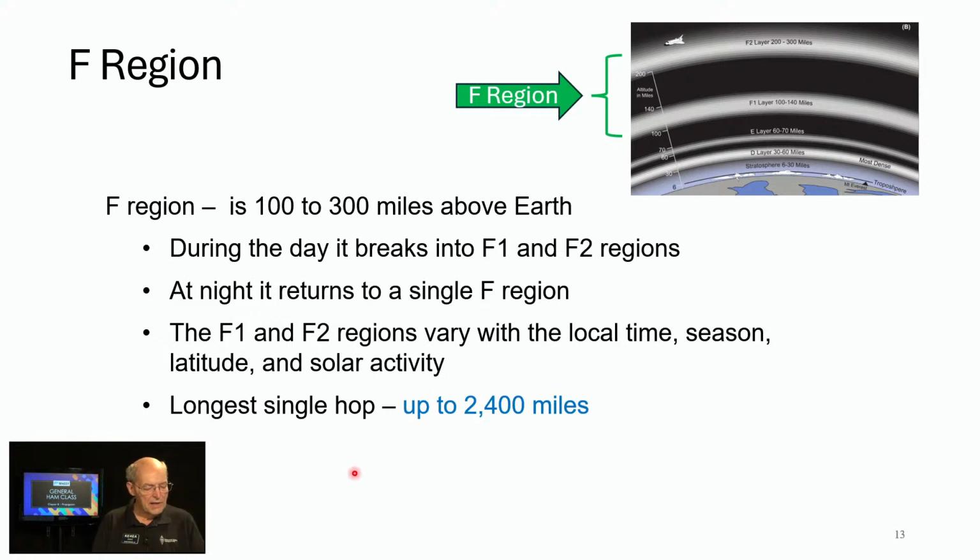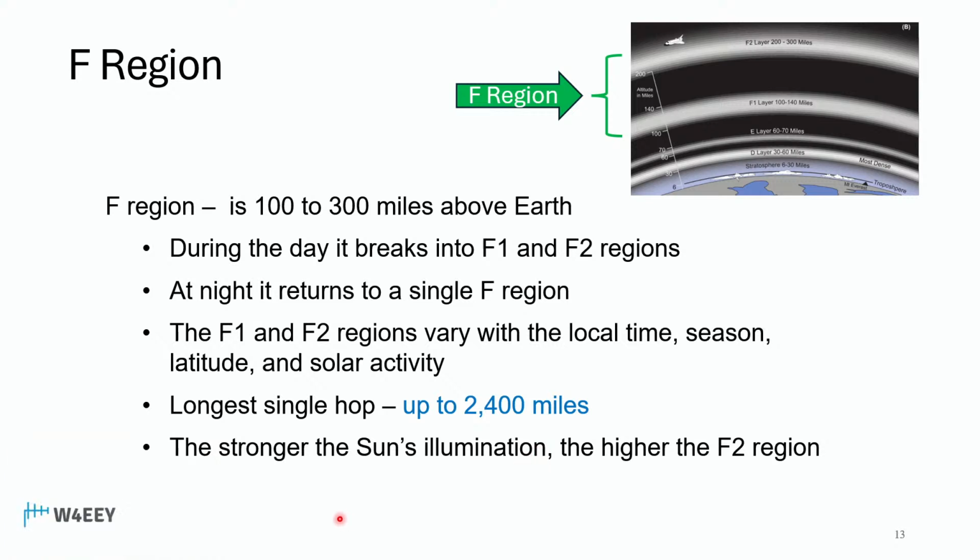So the longest single hop in the F region is about 2,400 miles. So the higher the region, the further the hop. It's a little bit like a pool table. If you are back from the edge, the ball can make it to the far side of the table easily. In this case, the higher we are in the layer, the further it can come down on the other side, depending upon the angle that you poke the radio signal up to. So the stronger the sun's illumination, the higher the F2 region. So that would normally happen in the middle of the day, noonish, early afternoon.